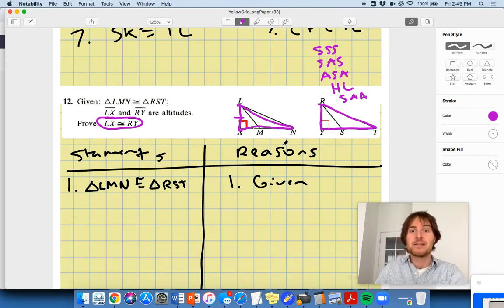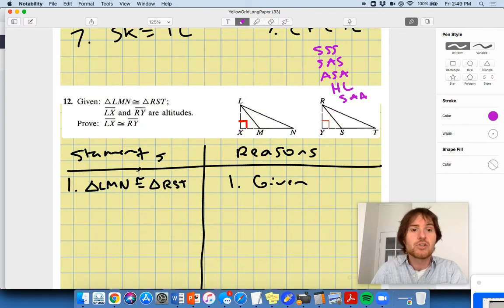So I'm going a little bit ahead of things here because you're looking at the end. That's what I need to get to. And then you're looking at the beginning. What can I say to get there? I have to say that these two triangles are congruent. So let's try to get that there. But you're given this.